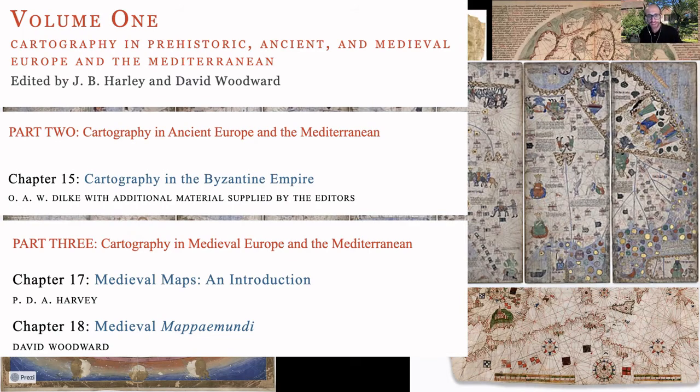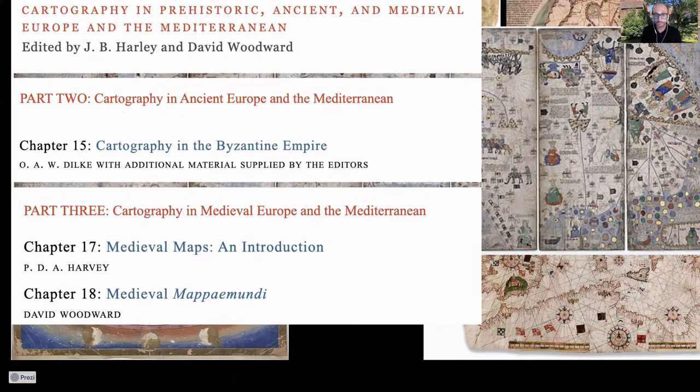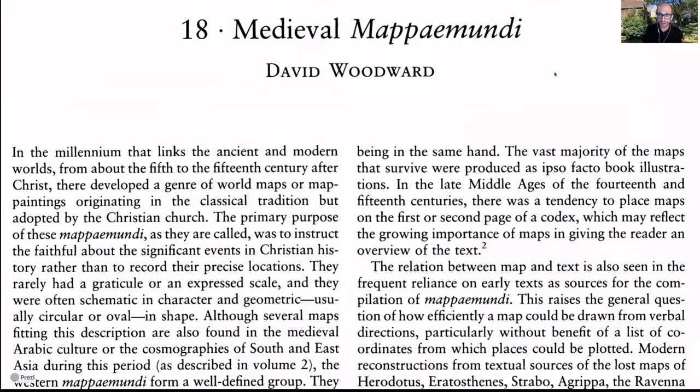We can track the use of the terms I've highlighted in Harley's chapter backward and forward in the history of cartography. It's omnipresent. Indeed, David Woodward opens the very next chapter in the same volume, which bears a similarly broad and encompassing title, Medieval Mappa Mundi, by clarifying his singularly Christian focus.